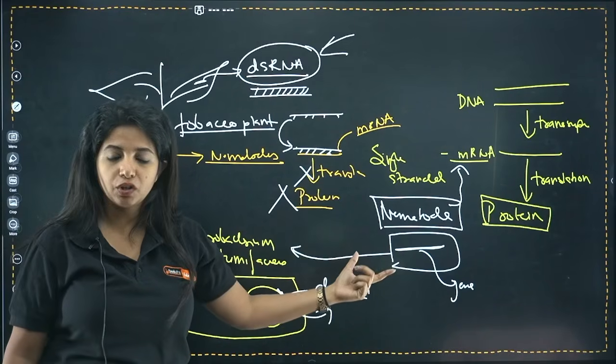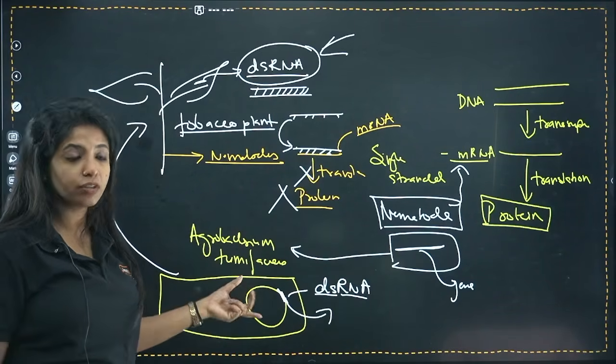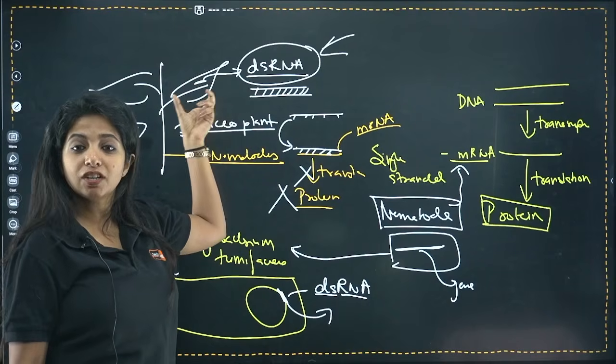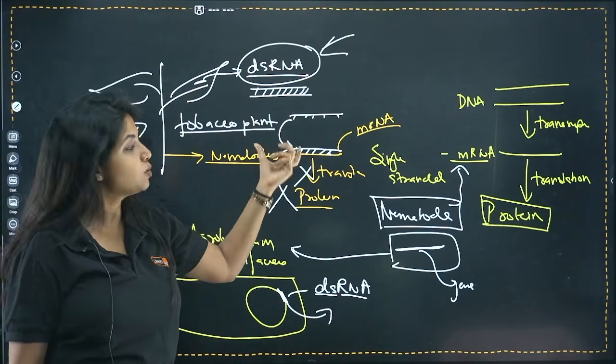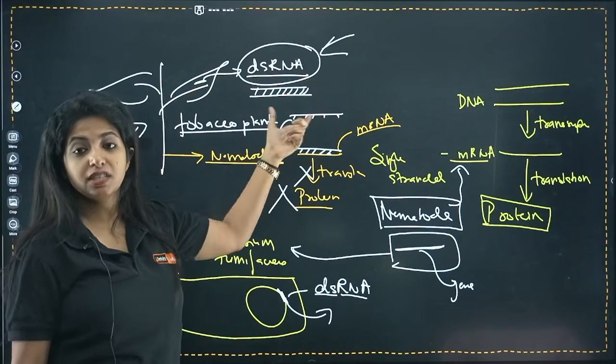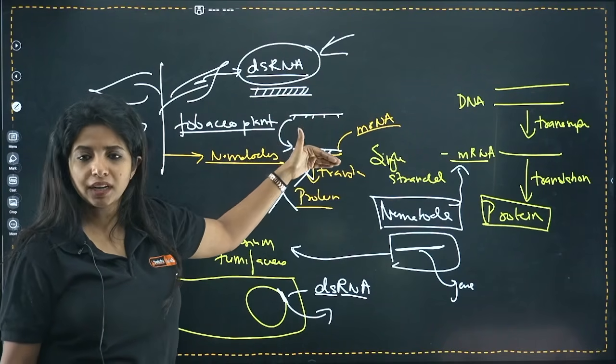So what did you do, my dear children? You took a gene from the nematode with the help of Agrobacterium tumefaciens. You put it in the plant. In the plant, that gene coded for double-stranded RNA. This double-stranded RNA was taken to the place where mRNA was being made already. This double-stranded RNA cleaved. Only one strand went and bound with this.